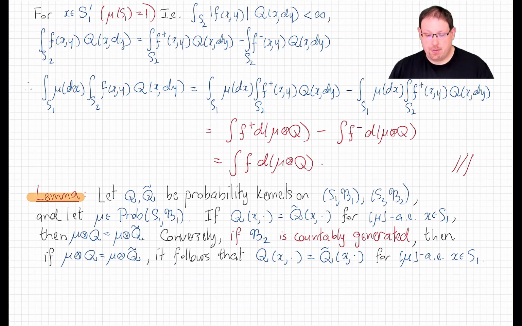But be careful, that last argument requires that the sigma field in the second variable be countably generated. Now, in most of the cases we're interested in, these spaces are going to be Borel spaces over Euclidean spaces, for example, and those are countably generated, so this result will hold true. Basically, what we're saying here is that you can divide out mu. So let's quickly prove this.